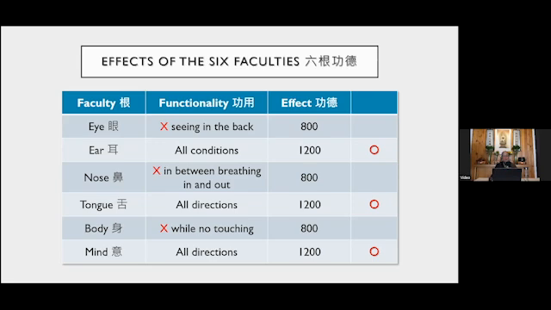All directions can hear the sound. There is no limit, just like the ear. So it has 1200 effects. How about the body?